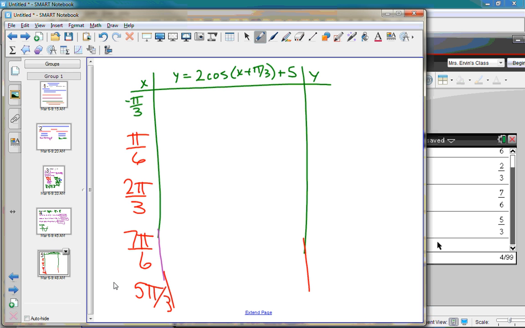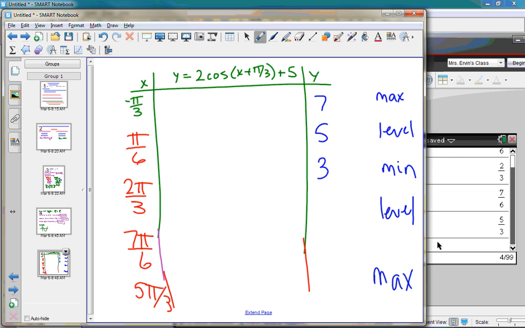Well, we already talked about this, that it looks like a what? A U. So we're looking for our max, our level, our min, our level, and our max. So what is the maximum value? 7. What's our level? 5. What's our min? 3. What's our level? And what's our max? Do we all understand what the graph is going to look like?